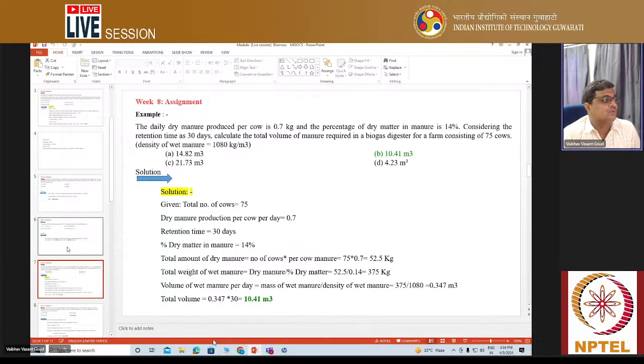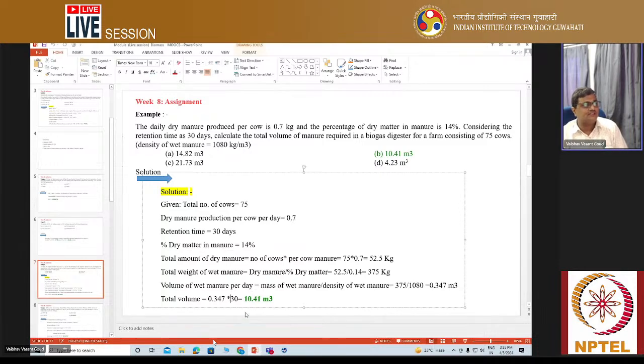Okay. Now, what is the total weight of wet manure? The dry manure is this much, and the percentage of dry matter in the manure is 14%. So you just divide by 14%, because this is on a dry manure basis. That way you get the exact manure, including the moist content of that particular manure. Then you can calculate the volume of the wet manure on a per day basis.